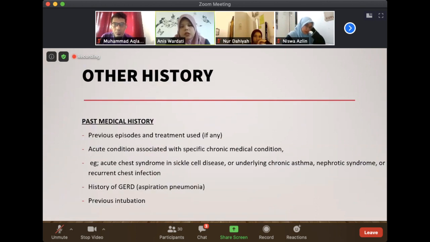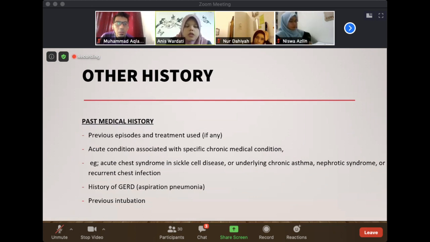So as you see, for the past medical history, we need to ask if there is any previous similar episode, and if there is any treatment used to treat the episode previously. Maybe if the previous episode responded to the same medication, then probably this episode can also be treated with the same medication. Or you can also ask for specific chronic medication, for example, if the patient had underlying hematologic disease, for example, sickle cell disease, the patient could currently be having acute chest syndrome, or if the patient had underlying chronic asthma, or nephrotic syndrome, patients can come with fluid overload and become breathless, or if there is any recurrent chest infection.